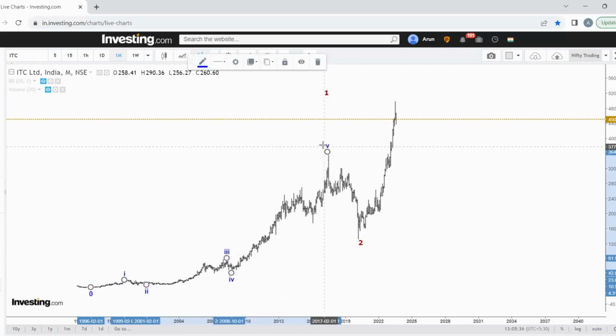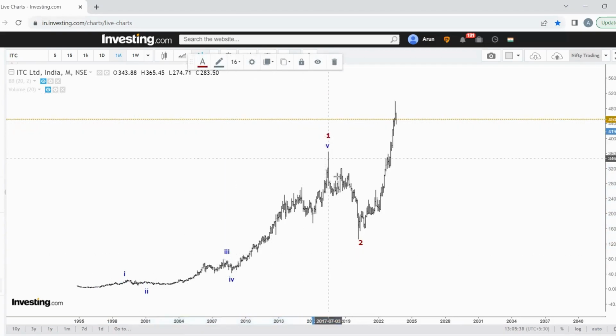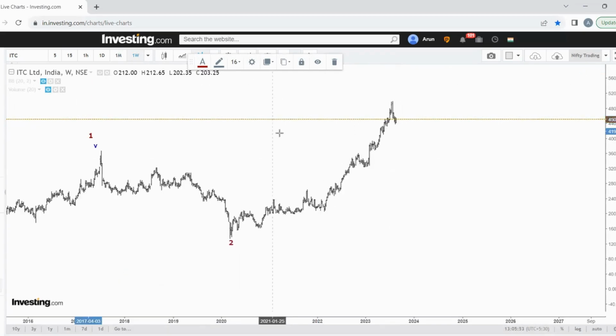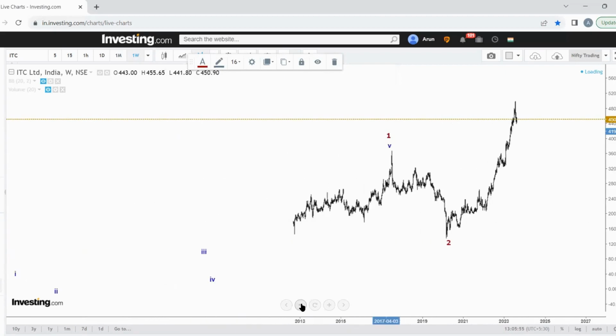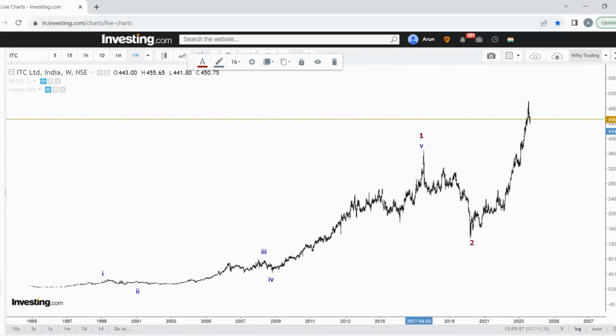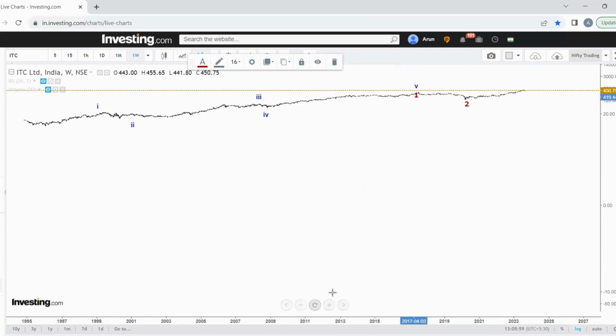So 1, 2, 3, 4, 5. This is wave 1 and A, B, C is wave 2, and it reached the 61.8% retracement, and we are going into wave 3. As we know, wave 3 will always be steep. And one more thing, I am using the log chart again now.